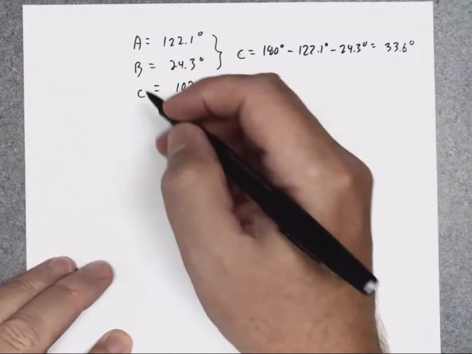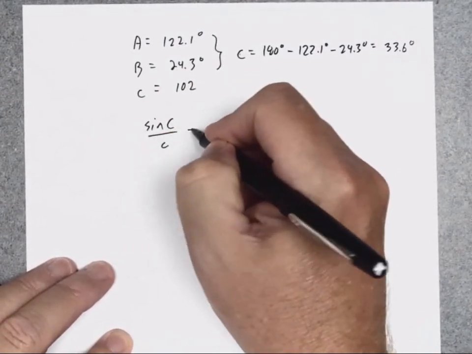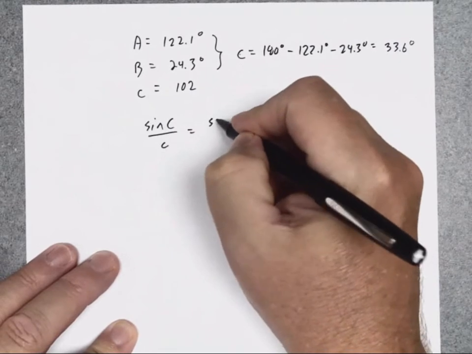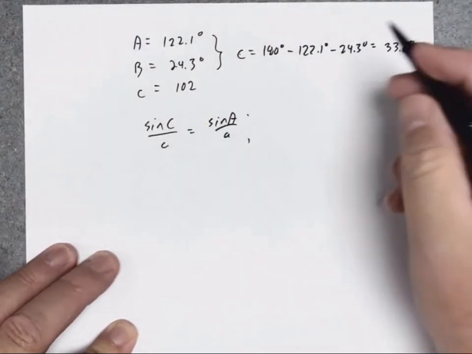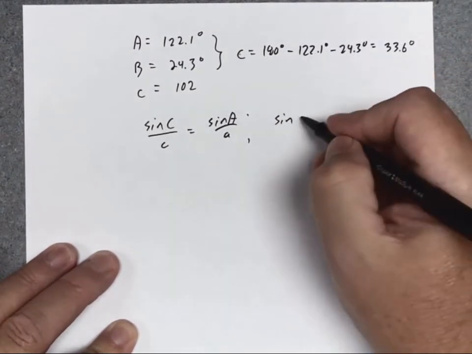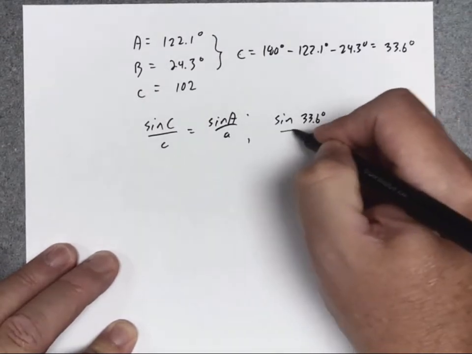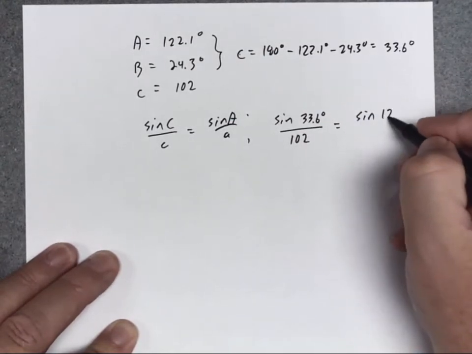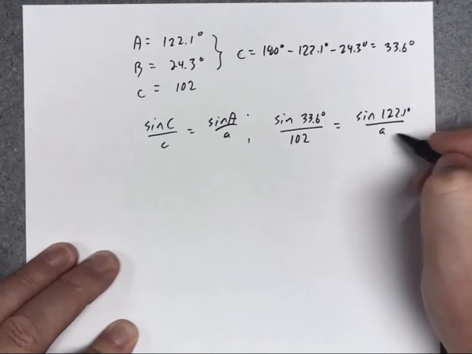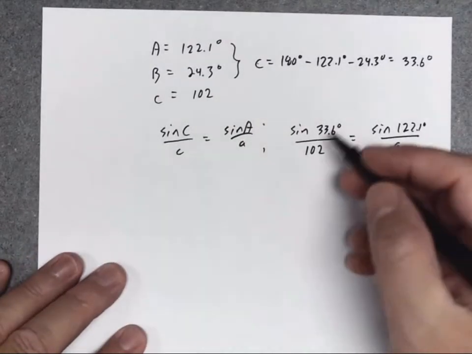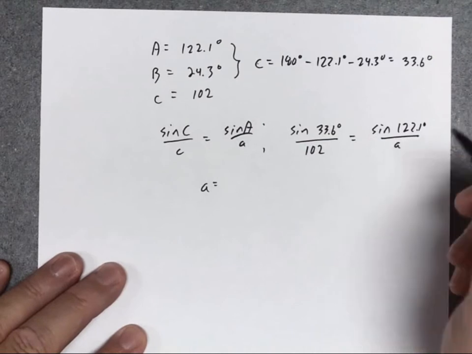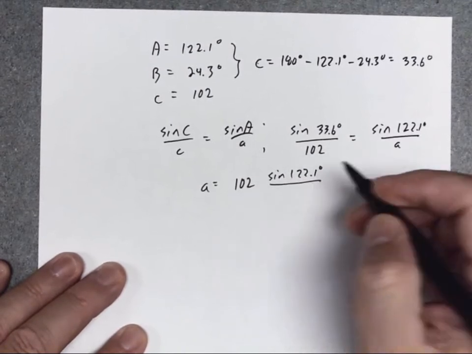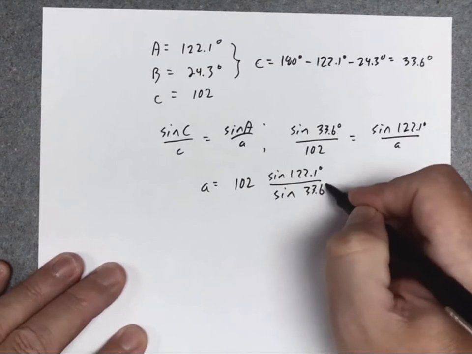So based upon that, I can now start using sine C over C to go figure out sides A and B. Let's just do A first. So law of sines, sine C over C equals sine A over A. If I plug in all the numbers, so sine of angle C, sine of 33.6 degrees. Side C is 102. Sine of angle A, 122.1 degrees. And we're solving for the length of side A. Once again, to rearrange this, if I'm careful not to make any mistakes, I believe it's 102 times the sine of 122.1 degrees over the sine of 33.6 degrees.